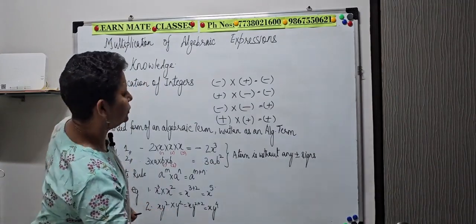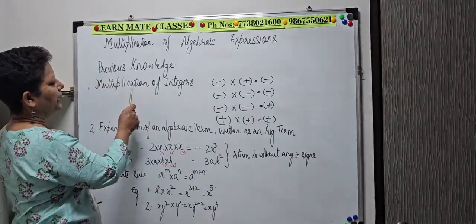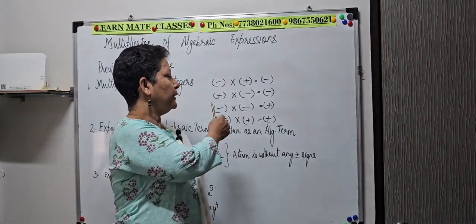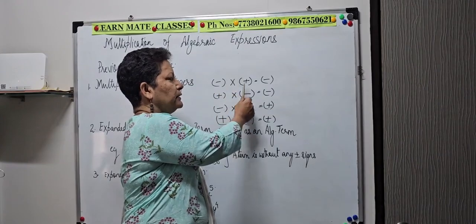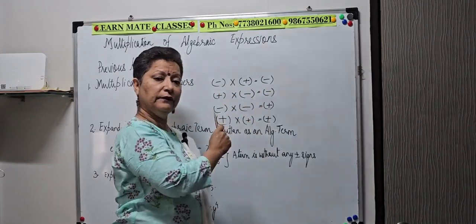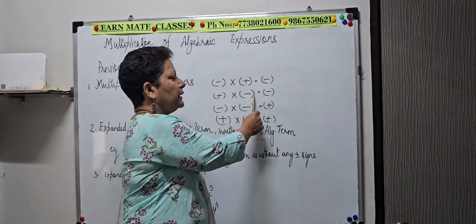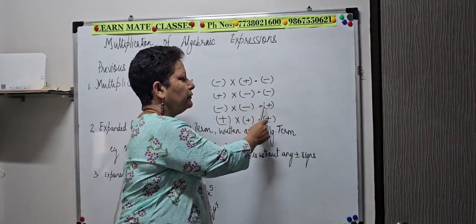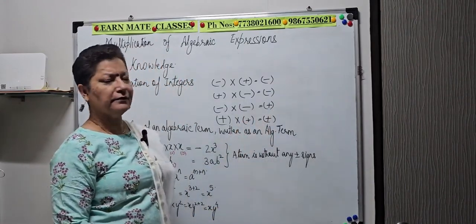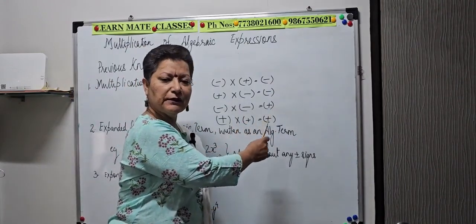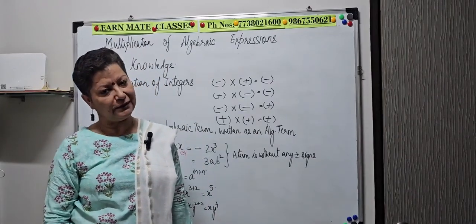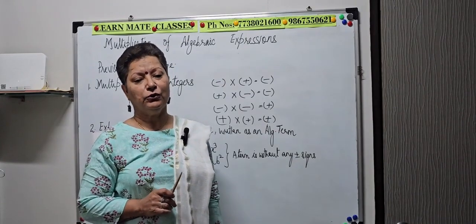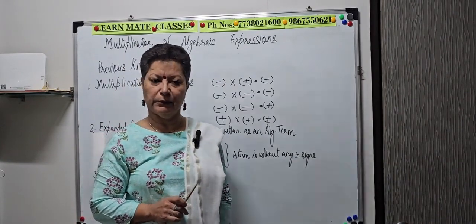The first up on the board is multiplication of integers. I think all of you should now know that if you multiply a negative integer into a positive integer, you're going to get a negative. A positive into a negative will also give you a negative sign. Finally, a negative into a negative will give you a positive, and there is no problem with a positive into a positive. That's always going to give you a positive. So this knowledge of integers, please keep in mind when you start your multiplication of algebraic expressions.